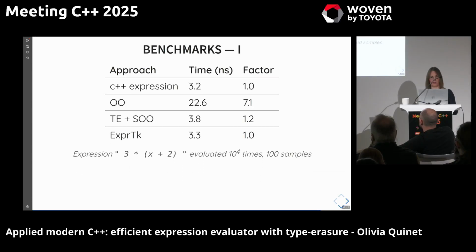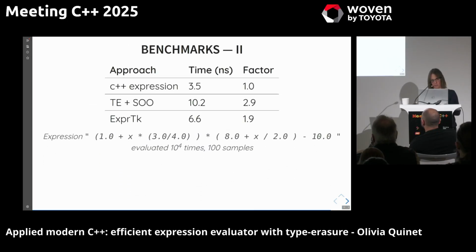And so, after all of this, just a lot of work, we have those results. For the same expression, 3 times x plus 2, the raw C++ expression takes 3.2. The OO version was 7 times slower. And now type erasure plus small object optimization, we have 3.8, so a factor of 1.2, which is nice. And for ExprTk, again, it's more or less a factor of 1. So I was quite happy with it.